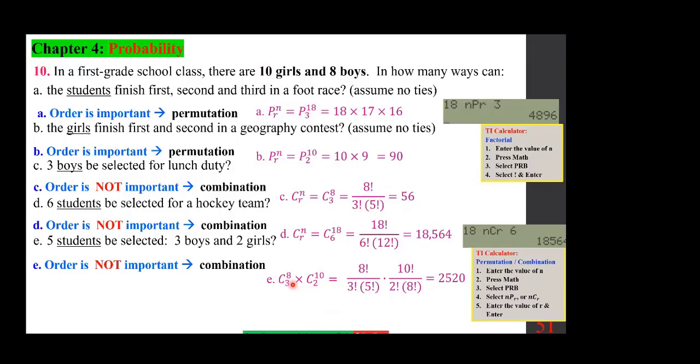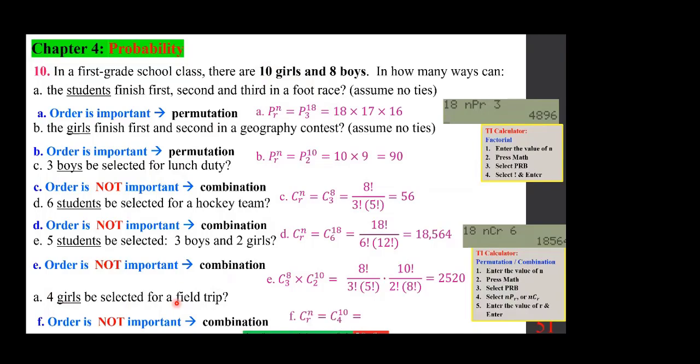Again, when you write this, after that, you can do it with technology or otherwise. 4 girls selected for a field trip. So we go back, N is 10, we want 4. Order is not important, it's a combination. Therefore, C 10, 4. Again, technology or by hand makes no difference.